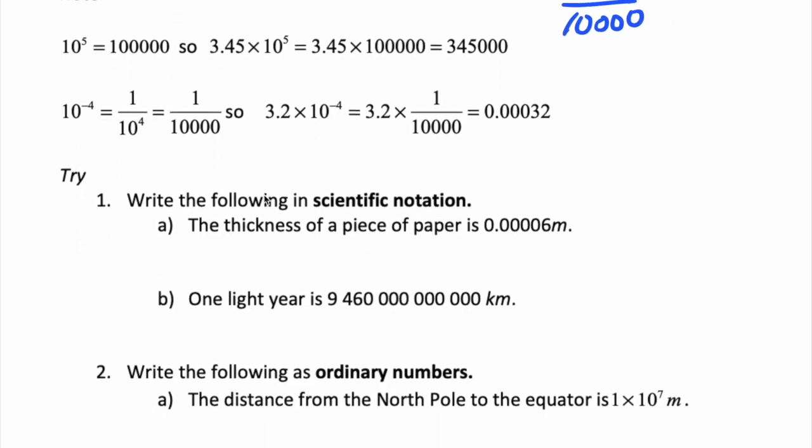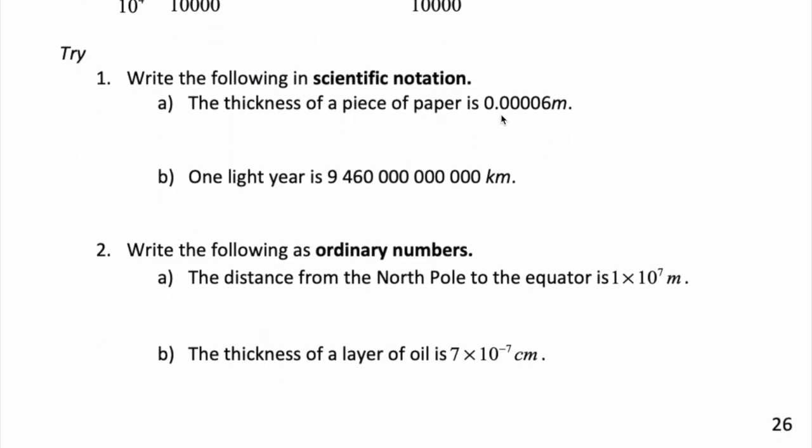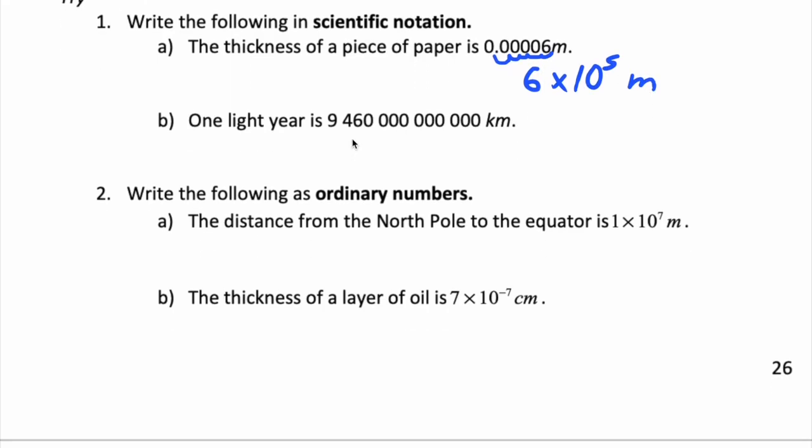Okay, so let's take a look. Thickness of a piece of paper is this many meters. So you just need to count the decimal places. 1, 2, 3, 4, 5. So it's 6 times 10 to the power of 5 meters. That's all but the decimal places. 3, 6, 9, 12. 9.46 times 10 to the power of 12 kilometers.